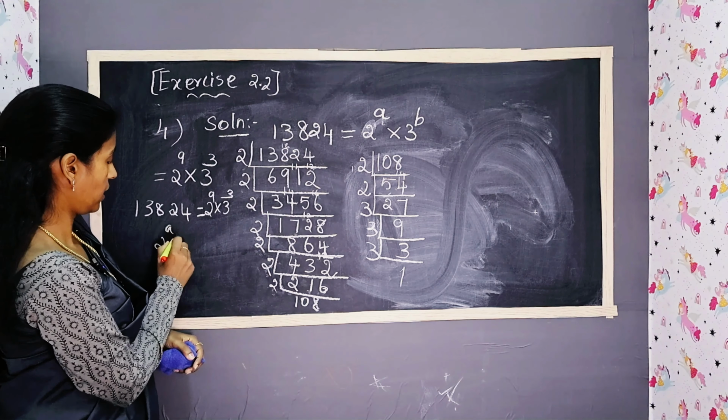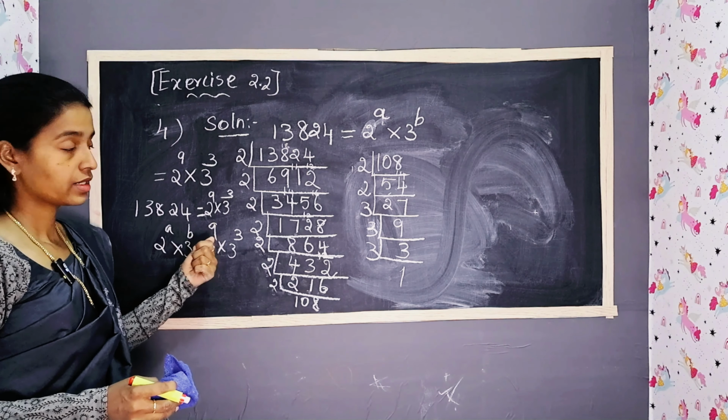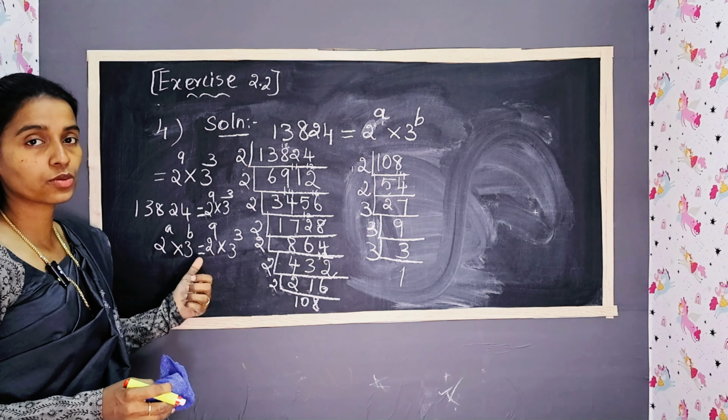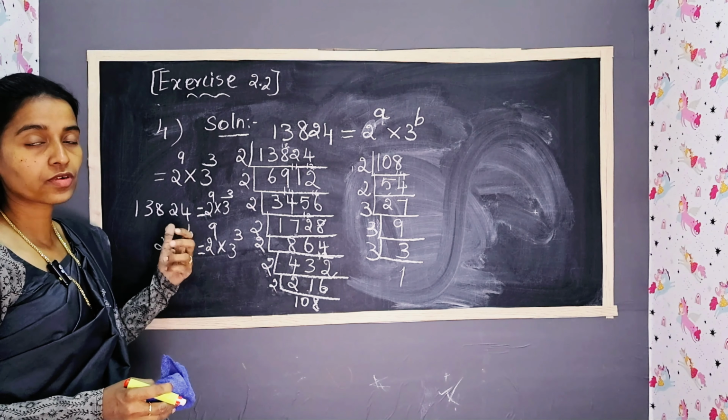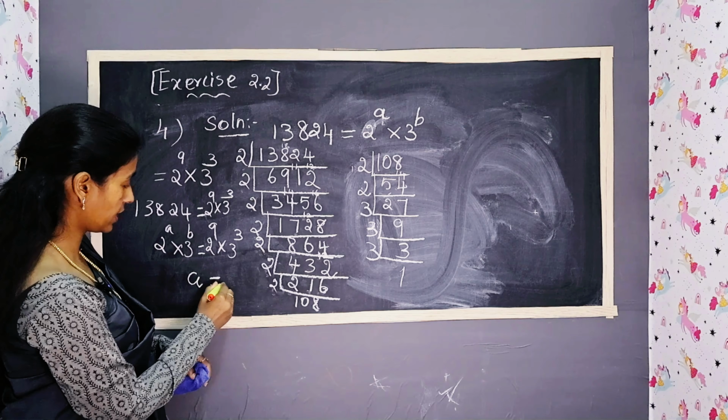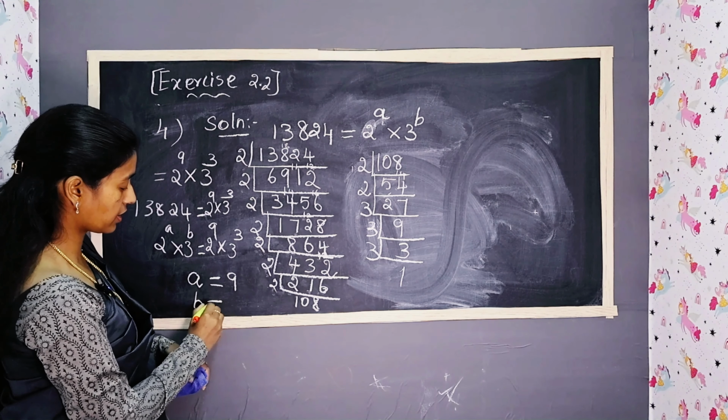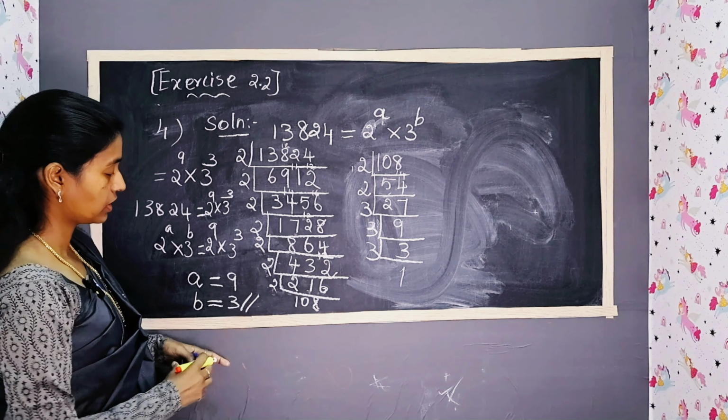So I can check both sides. In the place of a, what am I having here? 9. Because this 2 and 3 are the same. In both sides, we are having the same number. 2, here also 2. Here 3, here also 3. So I can compare this with this, right? So in place of a, we are having 9, and in place of b, we are having 3. So we have gotten the values of a and b. A is 9, b is 3. This is the answer of the fourth problem in exercise 2.2. A equals 9, b equals 3.